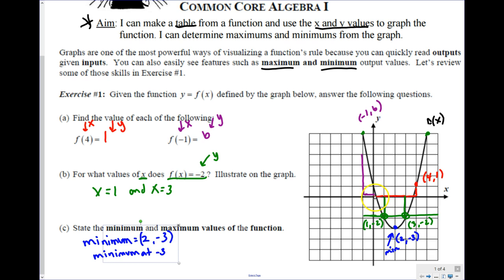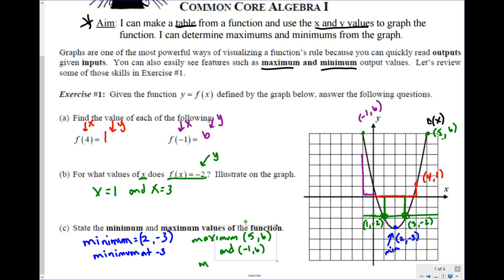So if I'm going to label these coordinates, I'm going to go 1, 2, 3, 4. So I go over 4. Oh, sorry, 5. Miscounted. So I'm going to go over 5. And how many do I go up? 1, 2, 3, 4, 5, 6. So I have a maximum at 5, 6. And I have another maximum at, here's the other one, -1, 6.